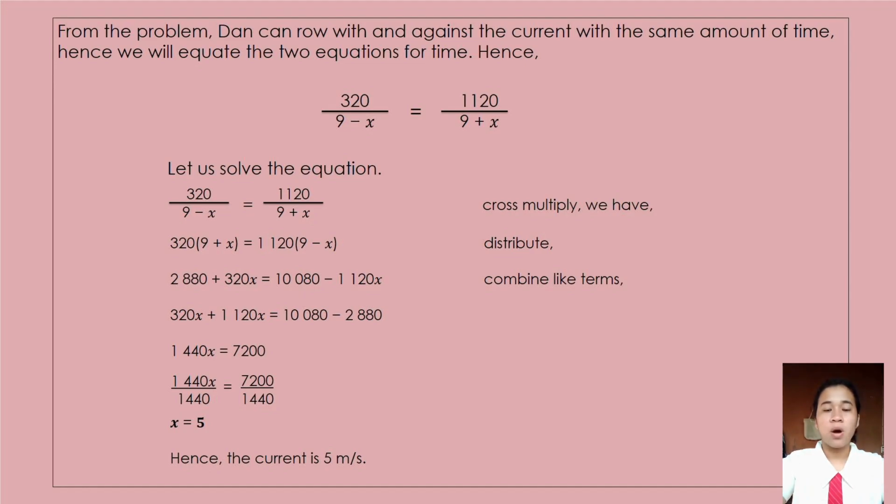320x plus 1120x equals 10,080 minus 2,880. Then the answer is 1,440x equals 7,200. 1,440x over 1,440 equals 7,200 over 1,440. And then the answer is x equals 5.